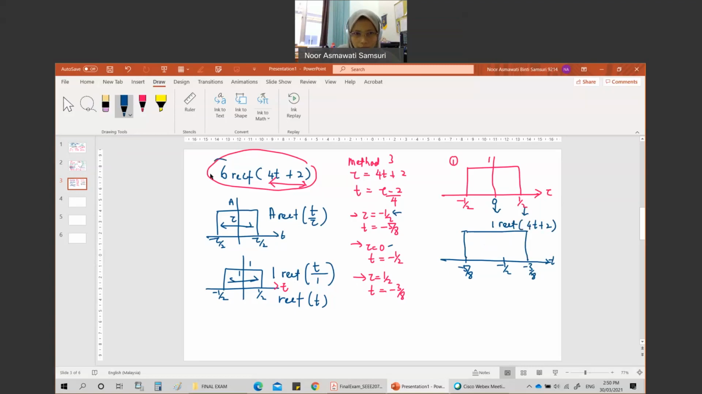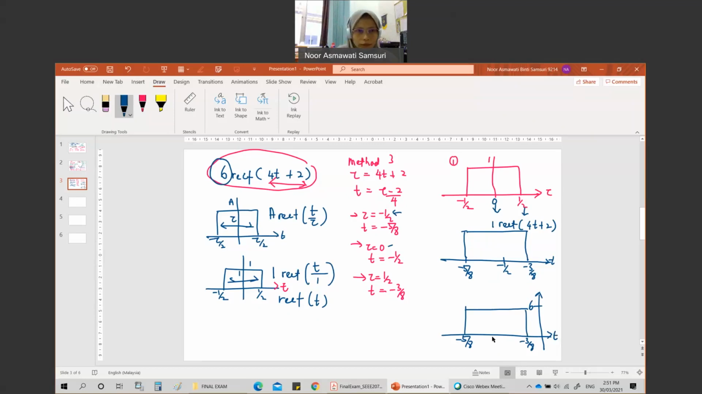But in the question you have 6. So multiply the magnitude by 6. So you have the magnitude is 6, negative 5 over 8, and then negative 3 over 8. Don't forget to label the axis as well. So this is the equation: 6 rectangular for t plus 2, and this is t.